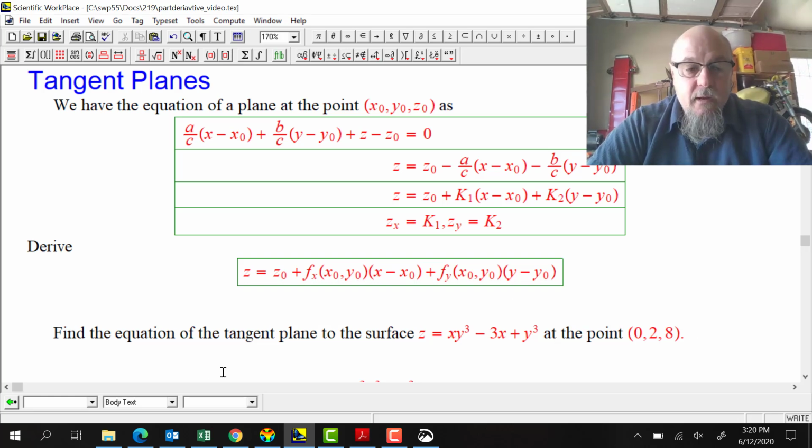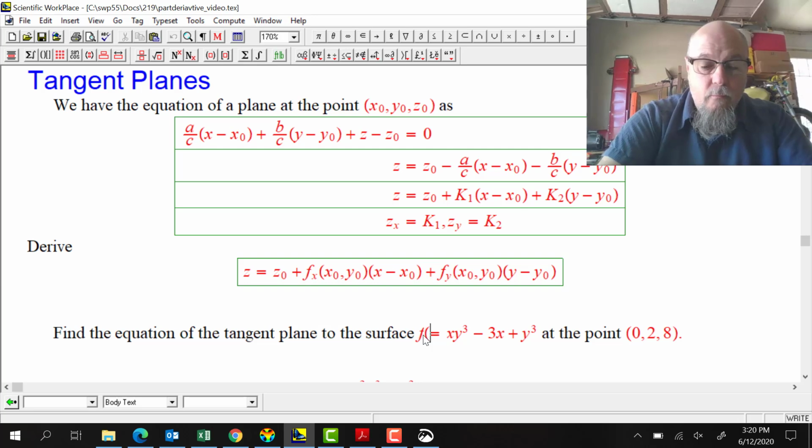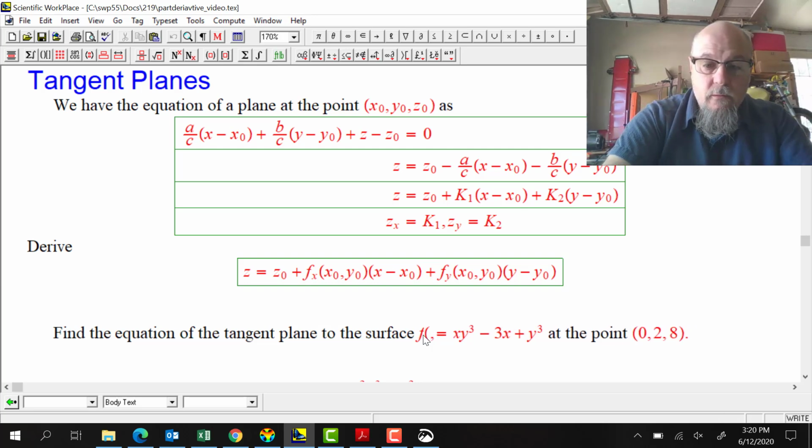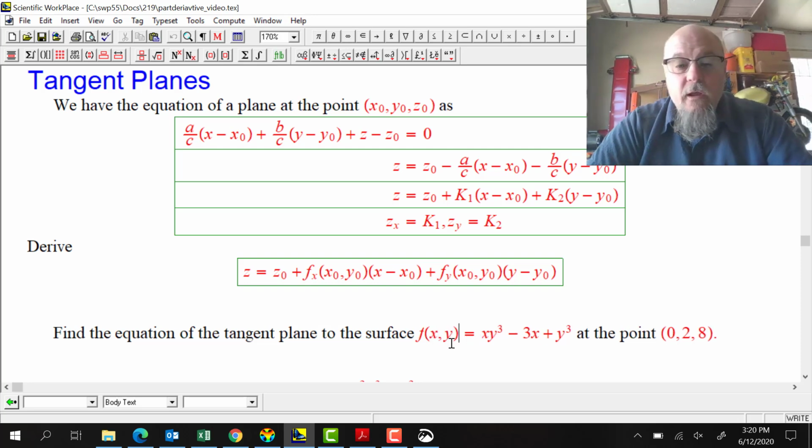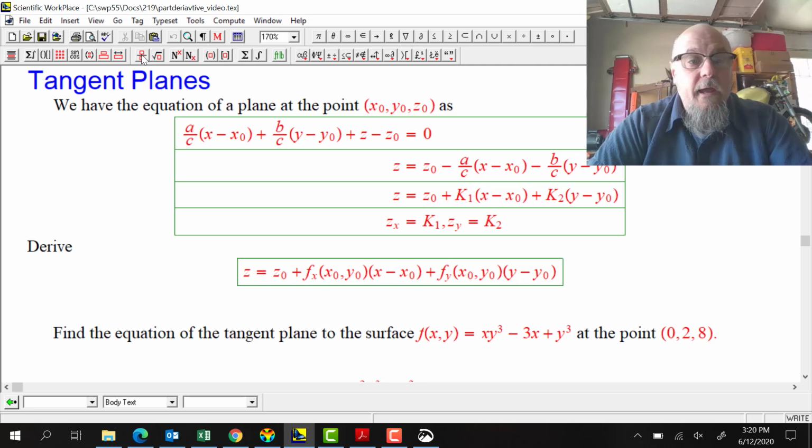Let's do an example. Let's call this F. So here, find the tangent plane to the surface at the point 0, 2, 8. Okay. So I have the point 0, 2, 8. So I have x naught, y naught, and z naught.